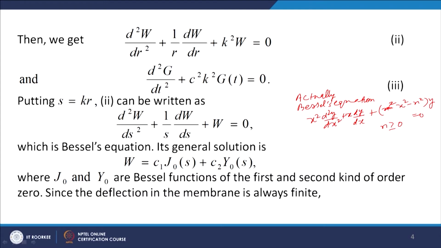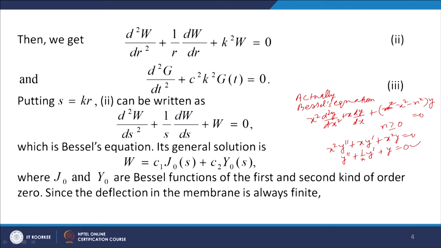So, here what is happening is you take n equal to 0, then you get x square y double dash plus x y dash plus x square y equal to 0, or you get y double dash plus 1 over x y dash plus y equal to 0. So, this equation is of this form where we are taking n equal to 0, and that is why its general solution is w equal to C1 J naught s plus C2 Y naught s, where J naught and Y naught are Bessel functions of first and second kind of order 0.